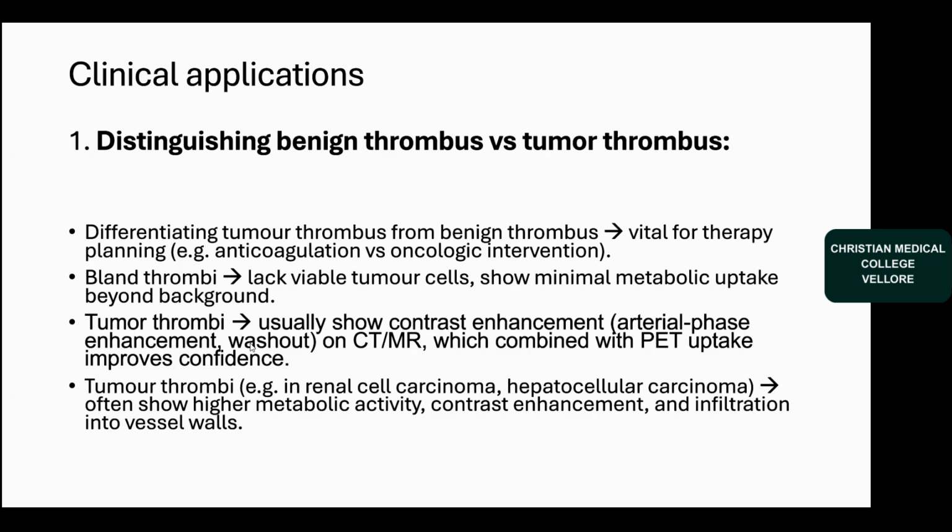But if you come to a tumor thrombus, it will show arterial phase contrast enhancement in CT or MRI. When coming to PET-CT, it shows higher metabolic activity. We can see contrast enhancement in the CT component as well. And if it has other characters like infiltration of the vessel walls, it mostly denotes a tumor thrombus.